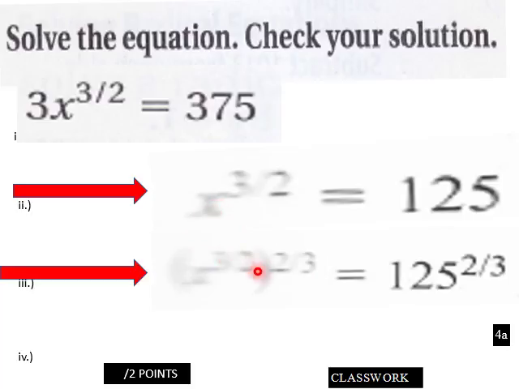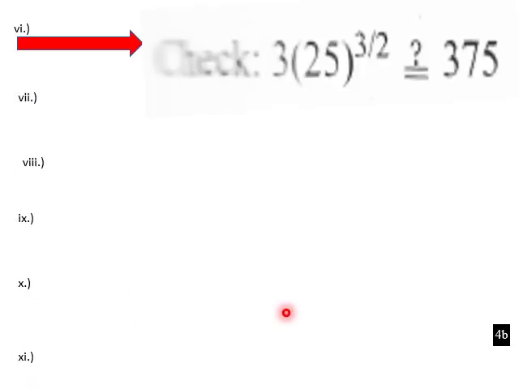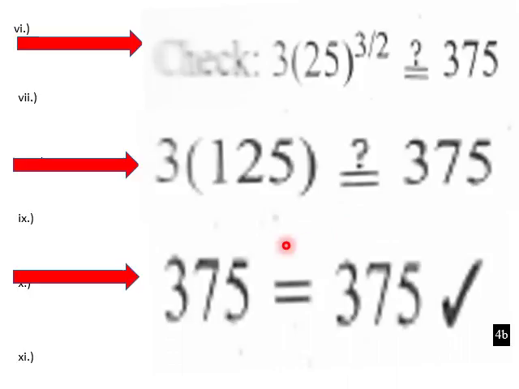So we have x to the 3/2 power, and then we take that to the 2/3 power, and then we take 125 to the 2/3 power. And we have x equals 25. So how do we get that here? Well, let's see. We squared 125, and then we took the cube root of that, which is 25. Okay, and then 4b, so we're going to check now. 3 times 25 to the 3/2 power. Does that equal 375? So 3 times 125, yep, that equals 375.